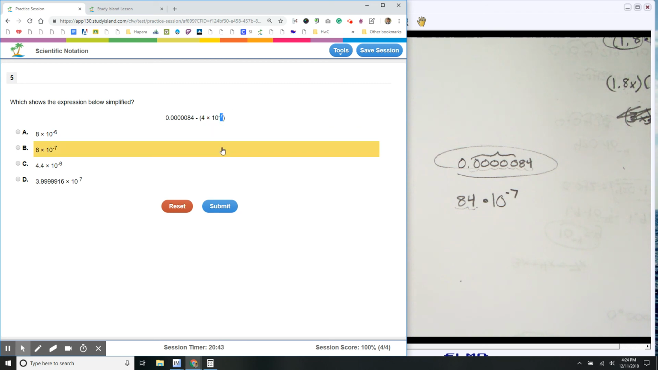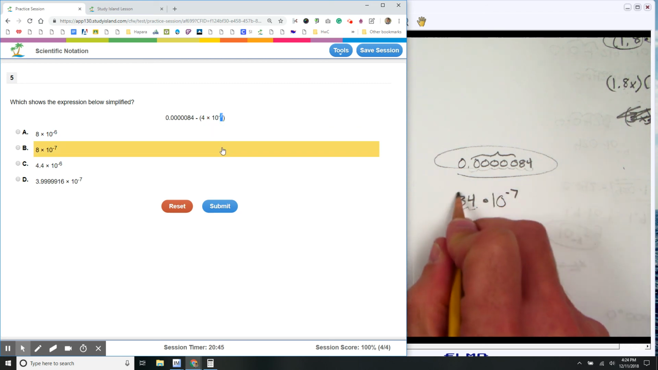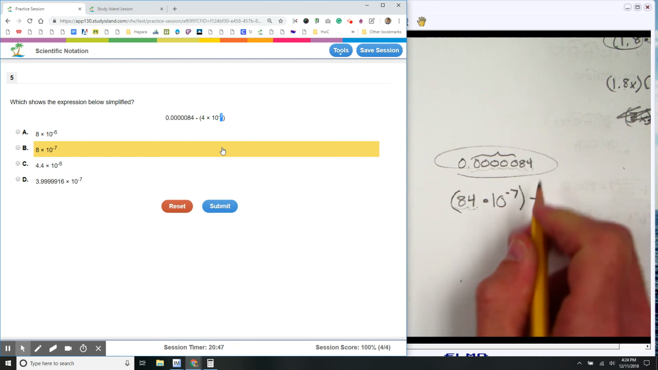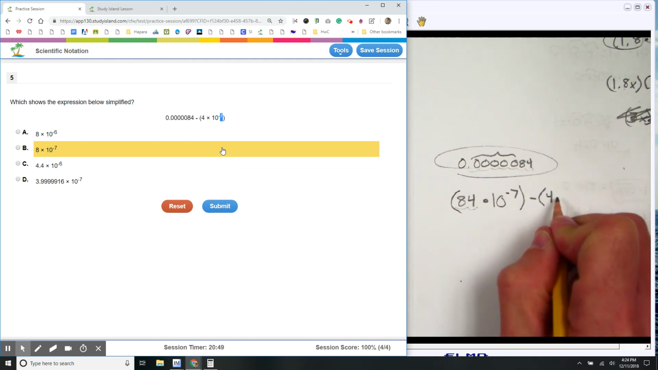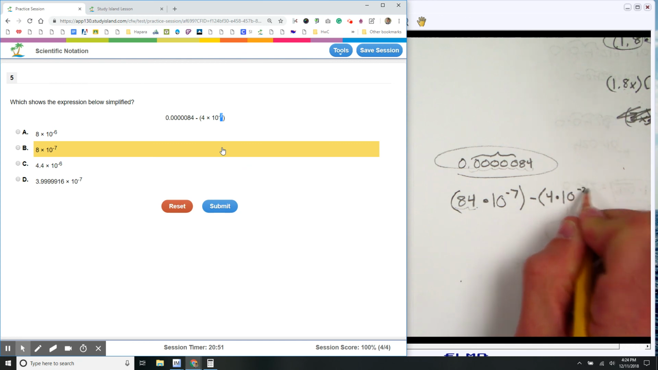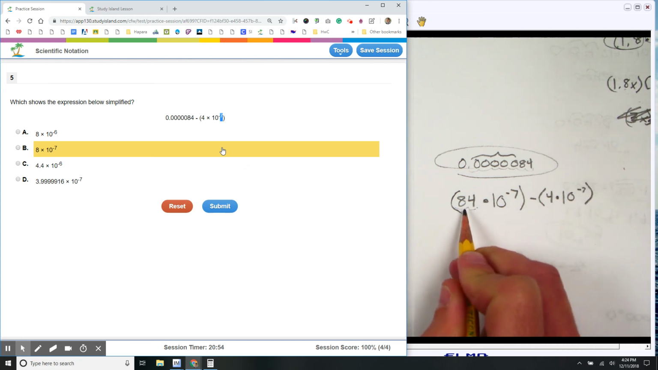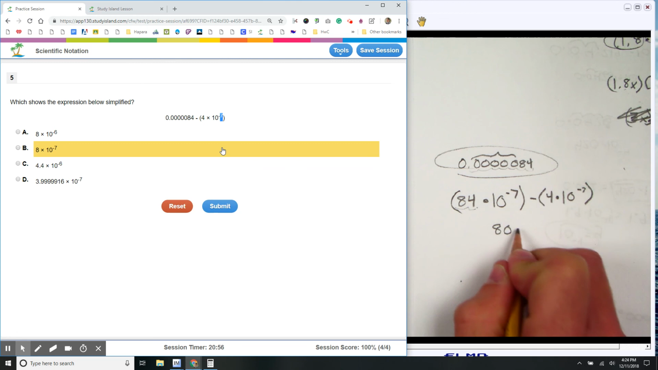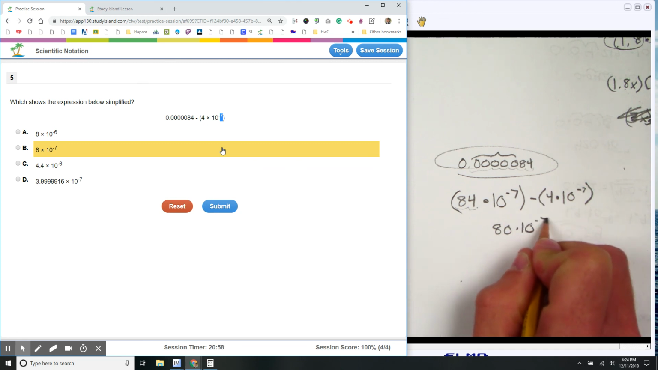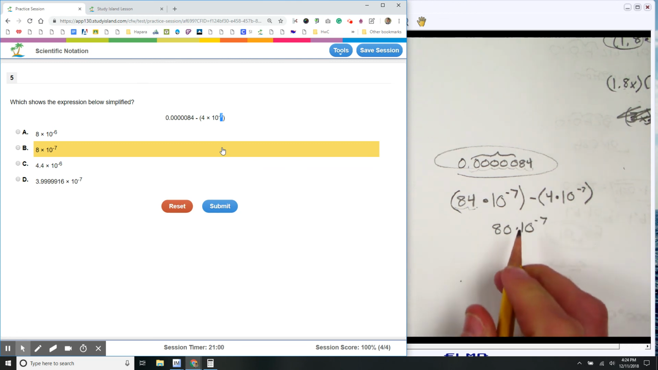the same exponent. So now I have 84 times 10 to the negative 7th minus 4 times 10 to the negative 7th. And here we go. It's 84 minus 4, 80. So I have 80 times 10 to the negative 7th. But this is not scientific notation.